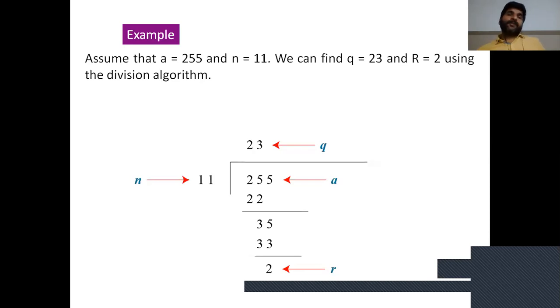For example, assume A equals 255 and N equals 11. Using the division algorithm, we find Q equals 23 and remainder R equals 2. 11 times 23 is 253, remainder 2, quotient 23, with number A equal to 255 and divisor 11.